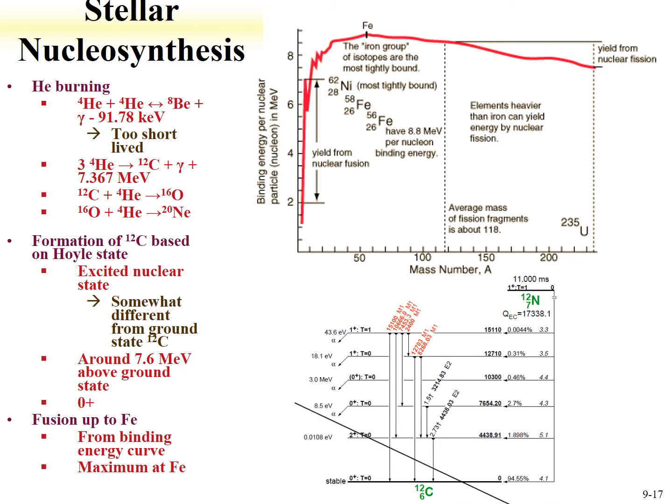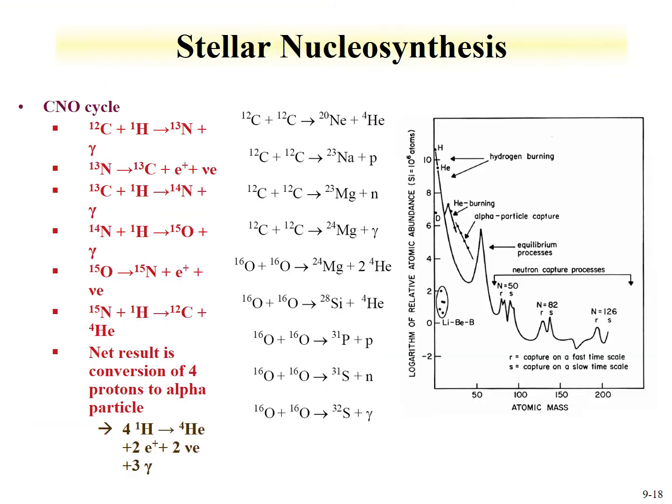Now, from this binding energy curve, we see that we can fuse elements together all the way up to iron and still get energy. What we're going to see is that above iron, fusion is no longer an operable route for obtaining energy and producing elements. Once we start producing carbon, we're able to move beyond carbon to heavier elements.